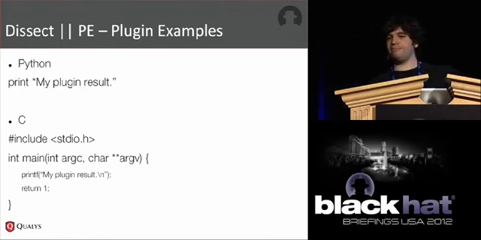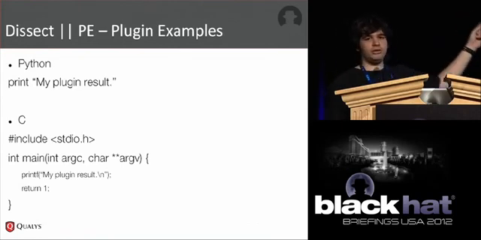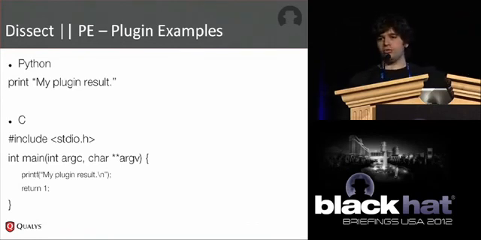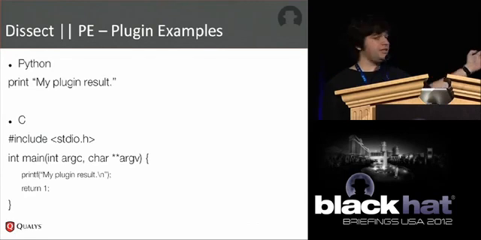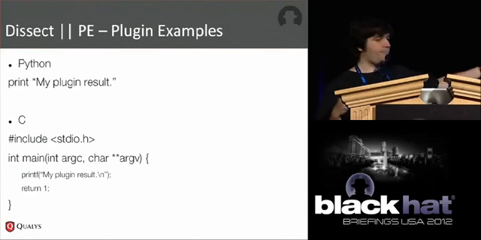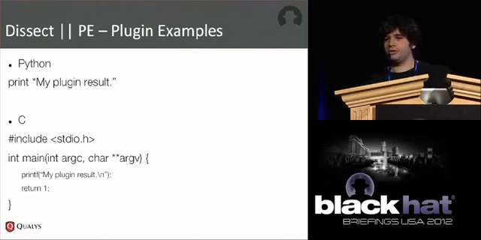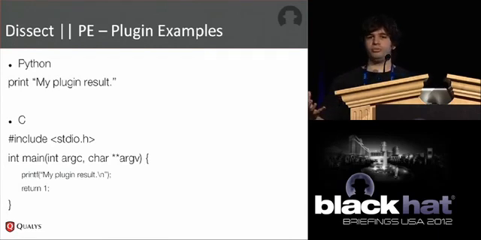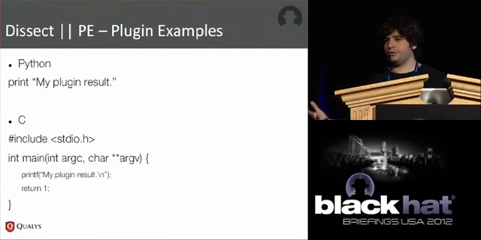Okay, so this is an example of plugins. The first one was written in Python, and the second one in C. As you can see, it's very easy to write a plugin. It's just a matter of writing code that receives the sample to be analyzed as a parameter, does whatever you want, and then prints the result to the standard output. And the system will deal with the parsing of outputs and return the results back to the researcher.